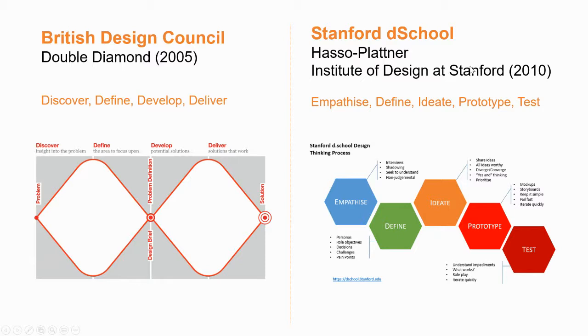Stanford's model is also extremely well known. It's a very linear model, which sometimes gets a bit of critique, and it takes people through a step-by-step process of empathizing, then defining, ideating, which is, you know, if we're talking about buzzwords, that's a beauty, brainstorming, coming up with lots of ideas, and then that idea of prototyping and testing. So they're two that you might be very familiar with.